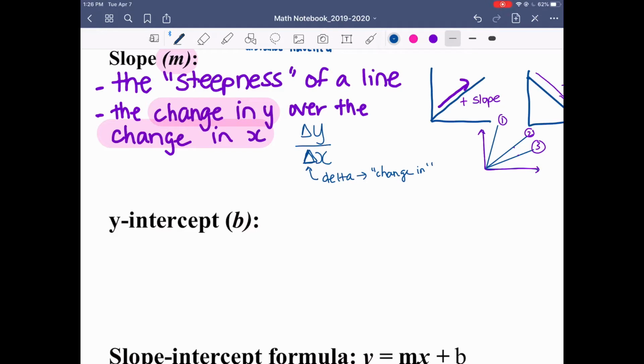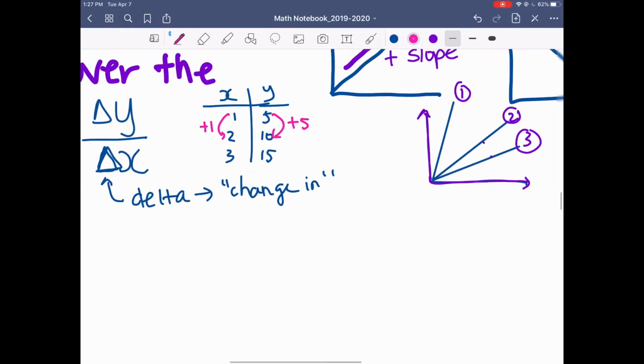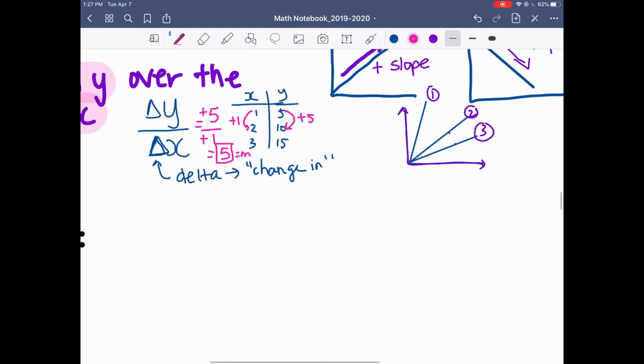So if you have a table of values, of x and y values: 1, 2, 3, 5, 10, 15. You can find the change in y, where here it's going up by 5, and the change in x, here it's going up by 1, and you can divide them to find the slope. The change in y was positive 5, the change in x was positive 1, and if I divide them, I get 5, which is equal to our slope, m. So this is how we can actually calculate the slope of an object, delta y over delta x.